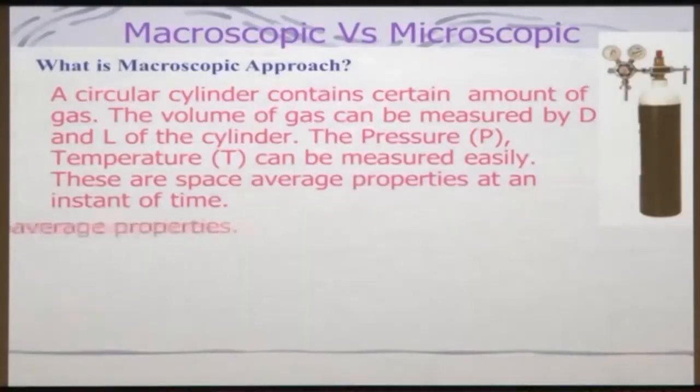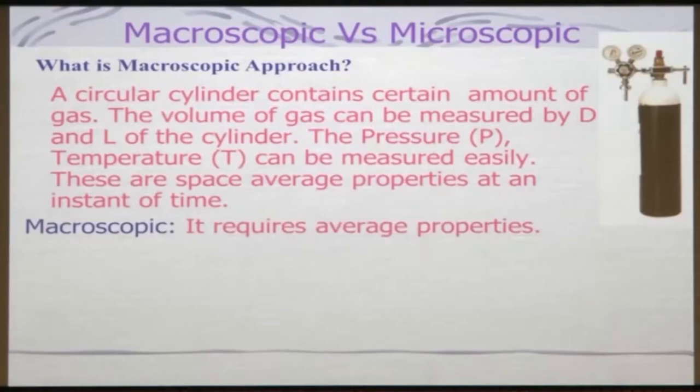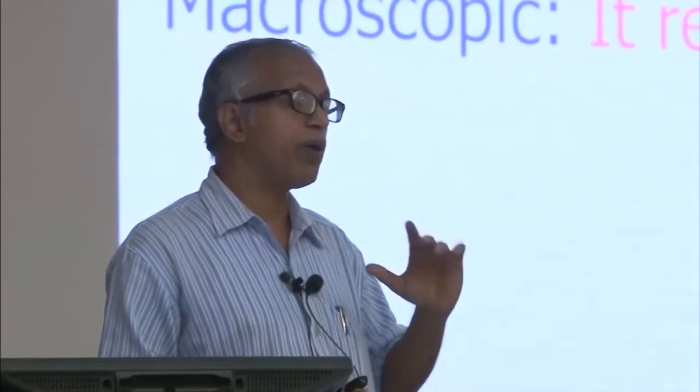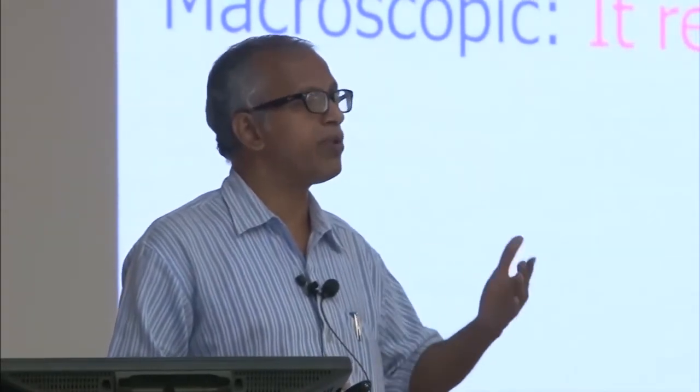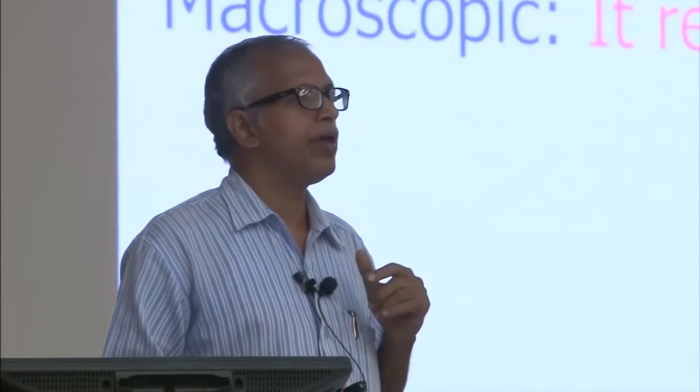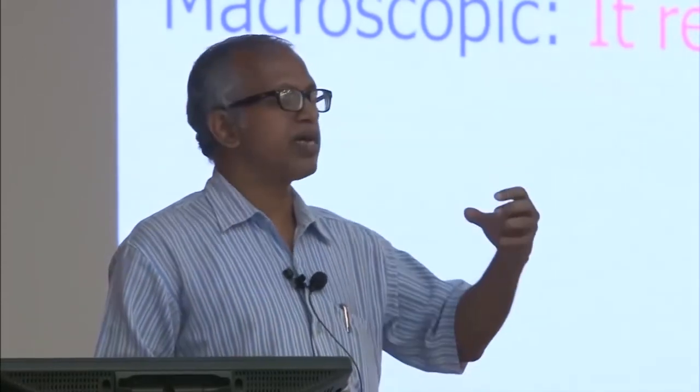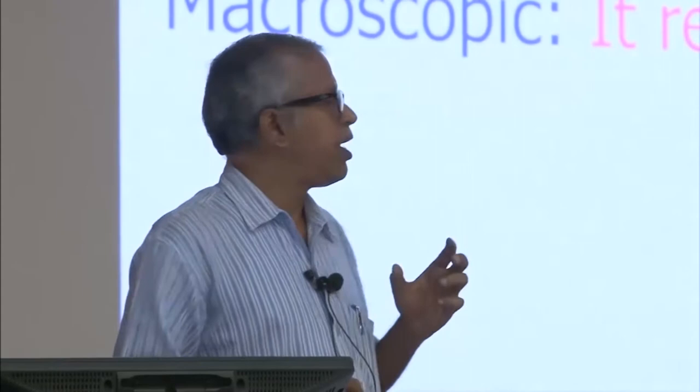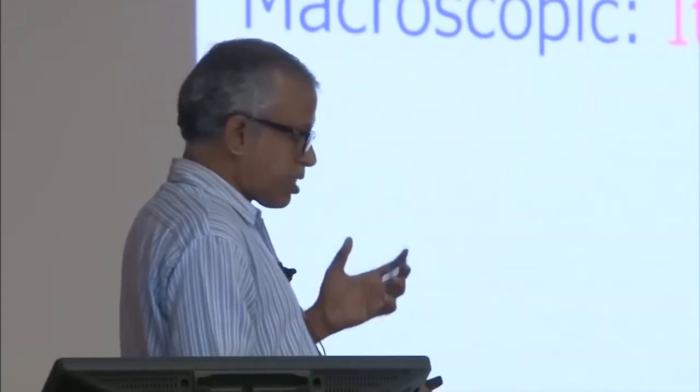And these properties, when you look at them in a macroscopic way, or in what you call a gross way, we call them macroscopic properties. They basically talk about the average properties, and they are not changing with respect to time. Of course, one can measure the pressure and temperature with respect to time, but in this example, we are saying what it would be, right? And this is the average species.